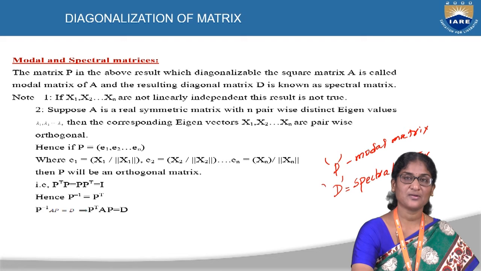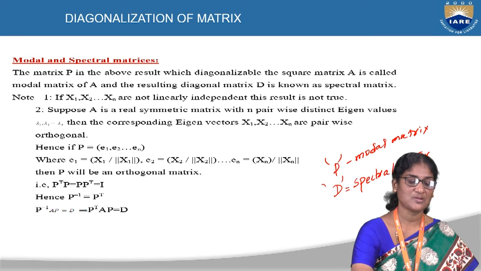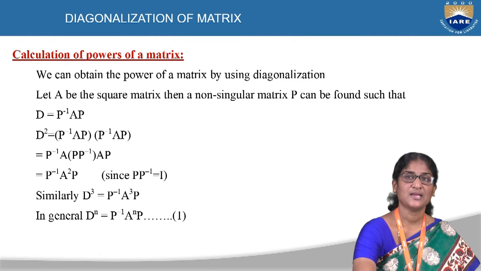So if the modal matrix is an orthogonal matrix, then P inverse is equal to P transpose, because a matrix A is said to be orthogonal if A into A transpose is equal to A transpose into A is equal to I. So here there is no need for you to find the P inverse. We can just find the transpose of the modal matrix and multiply it by A into P to get the required diagonal matrix. So this is how the modal matrix and the spectral matrices have to be calculated while diagonalizing the given matrix.